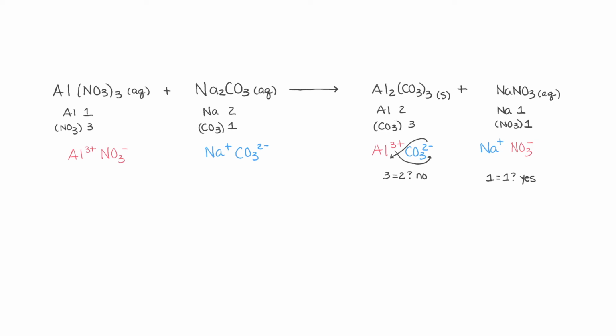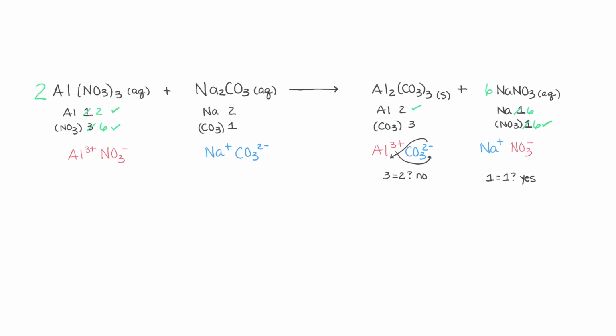Now for the balancing. We have 1 aluminum on the reactant side, 2 on the product side, so we need to put a 2 out in front of aluminum nitrate. That changes our aluminums to 2 and our nitrates to 6, and our aluminums are balanced. Next, we have 6 nitrates on the reactant side, 1 on the product side, so we add a 6 in front of sodium nitrate on the product side, and that balances our nitrates at 6 and 6.